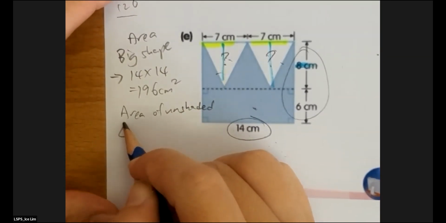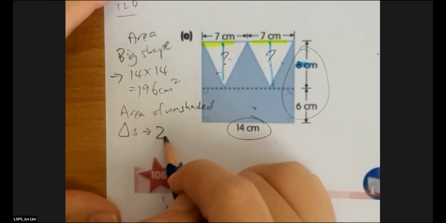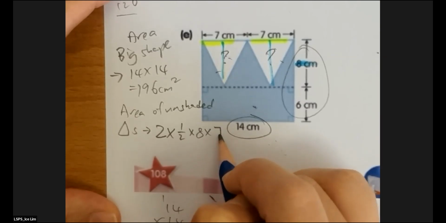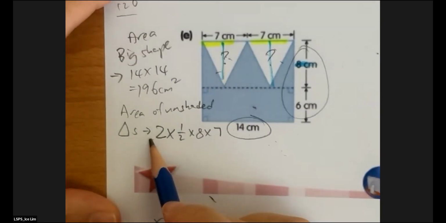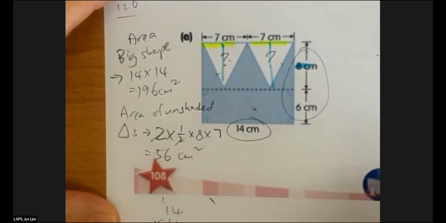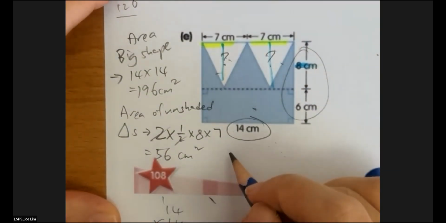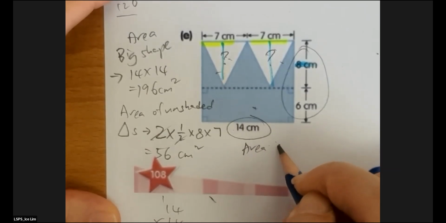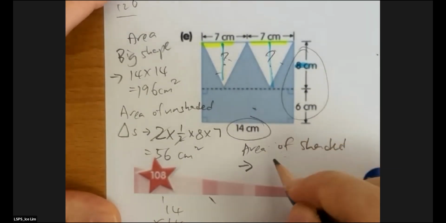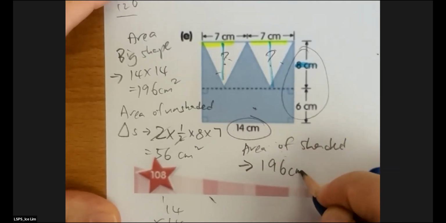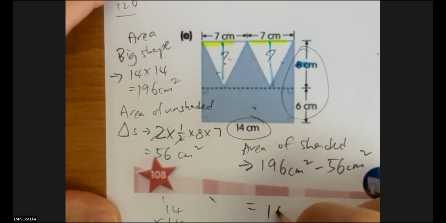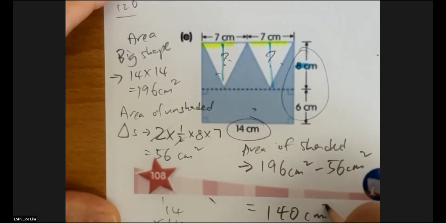The area of the unshaded triangles will be, there are 2 of them, 2 times each triangle is half times 8 times 7. Cancel, 8 times 7 is 56. 56 square centimeters. So the area of the shaded part will be 196 square centimeters minus 56 square centimeters equals 140 square centimeters.